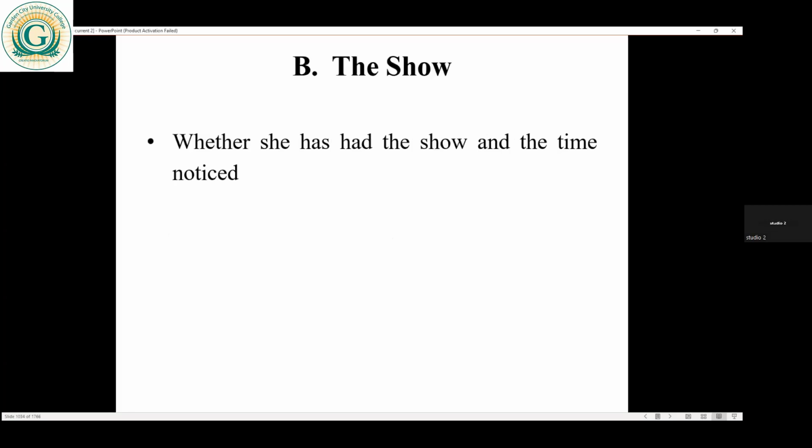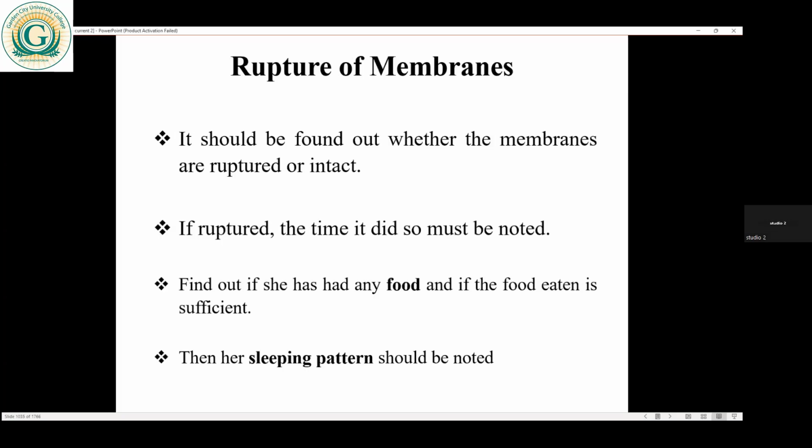Then the show, is it with blood? And so on, they ask about the rupture of the membrane. It should be found out whether the membranes are ruptured or intact. If ruptured, the time it did should be noted. Find out if she has eaten some food. If the food eaten is sufficient, then find out her sleeping pattern.